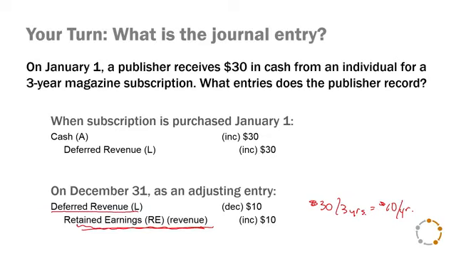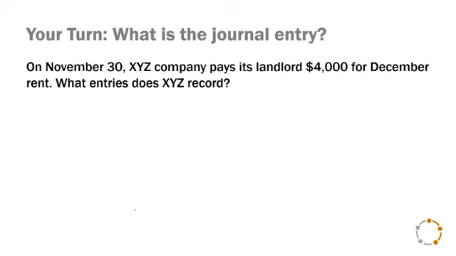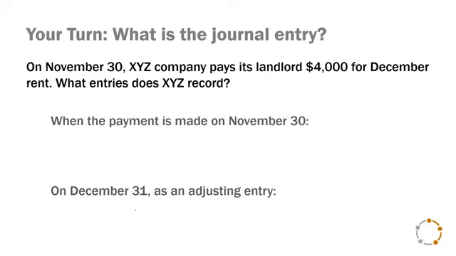Okay, let's go to the next one. On November 30th, XYZ Company pays its landlord $4,000 for December rent. What entries does XYZ Company record in its books? Let's think about them in terms of two entries. When the payment is made on November 30th, and then second, on December 31st, the adjusting entry that would be recorded. Take a few minutes, give it a try, then come on back and we'll see how it went.